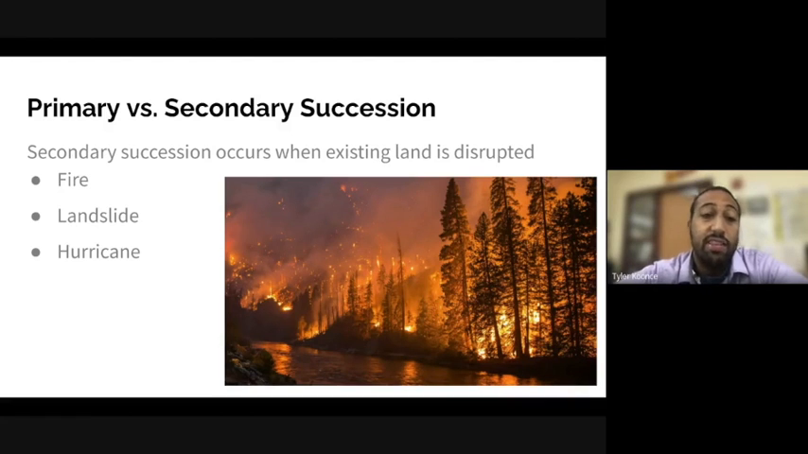And then with secondary succession, these exist when there's some kind of disruption to the land. So like I said, this could be things like fires, landslides, hurricanes, flooding events, anything that is going to more or less drastically change what that community looks like. So there has to be some kind of, you can think of it as almost like a natural disaster going through to get our secondary succession.